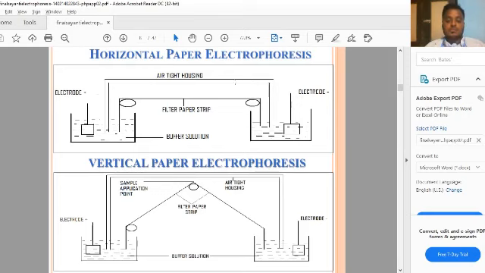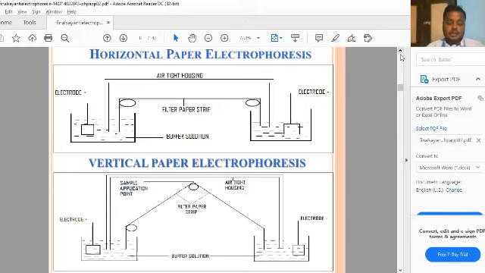So the horizontal and the vertical: in the vertical, the sample solution is above the airtight housing. This is also present for the two electrodes, and between them the filter paper acts as the supporting medium.